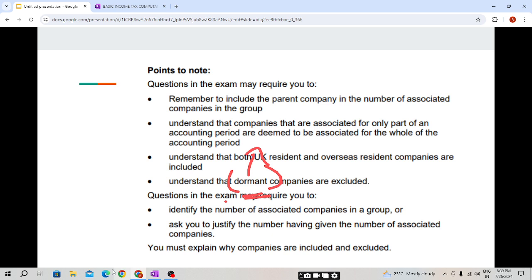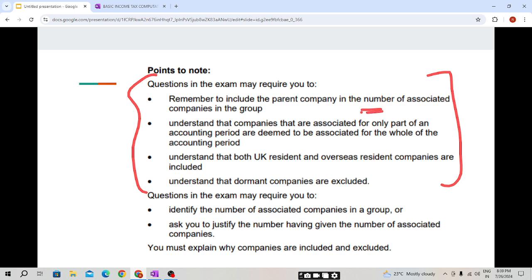They are not trading. So in the case of associated companies, the number of associated companies needs to be calculated and the parent company needs to be included. So if a company is associated for part of the accounting period, it will be considered as an associated company for the whole accounting period. And overseas resident associated companies will also be included. If UK resident, both UK and overseas companies will be included in the associated companies. But one important point is that dormant companies will not be included. Dormant means the companies which are not carrying out any trade.